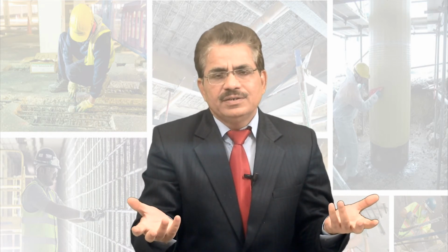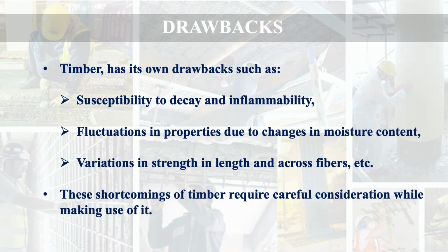Basically, the strength of this material is different. Along the length, the strength is different, whereas across the fiber the strength is different. So it does not have that isotropic property. In all directions, strength is not the same. These shortcomings of timber require careful consideration while making use of it.